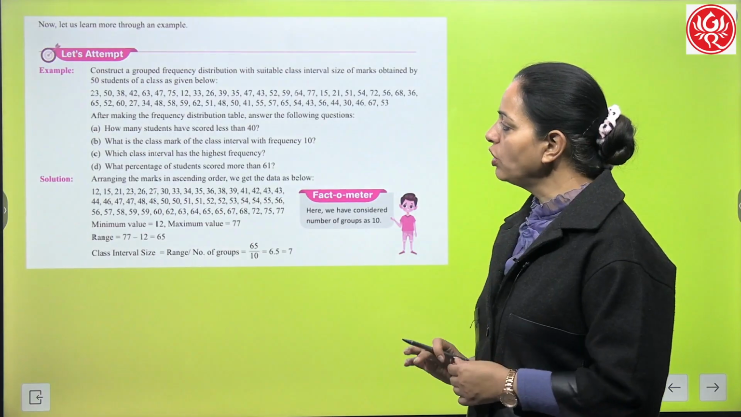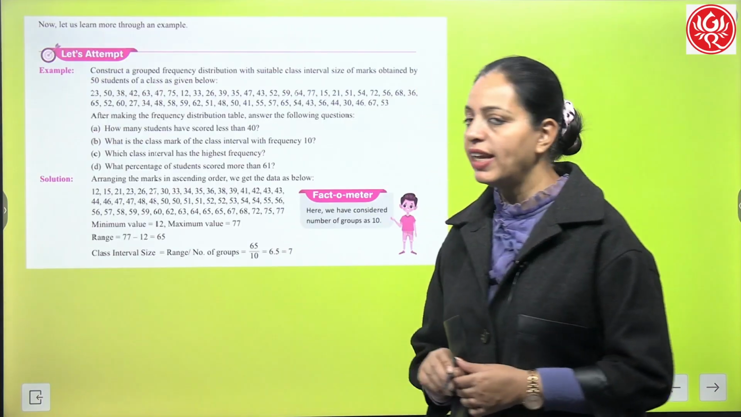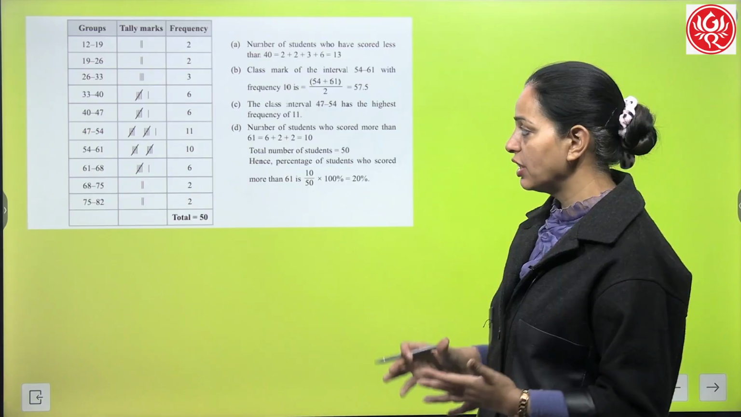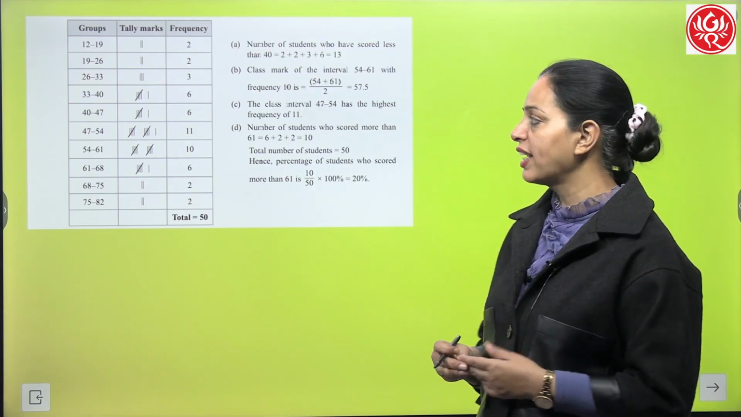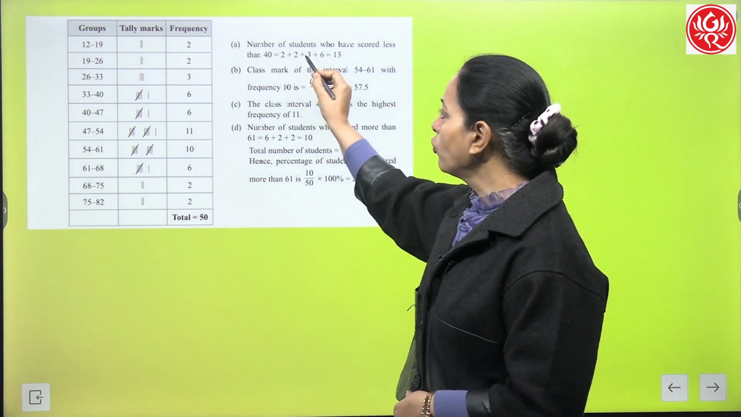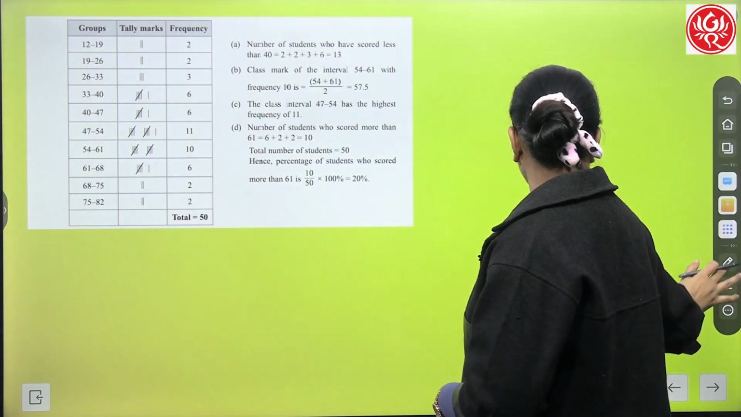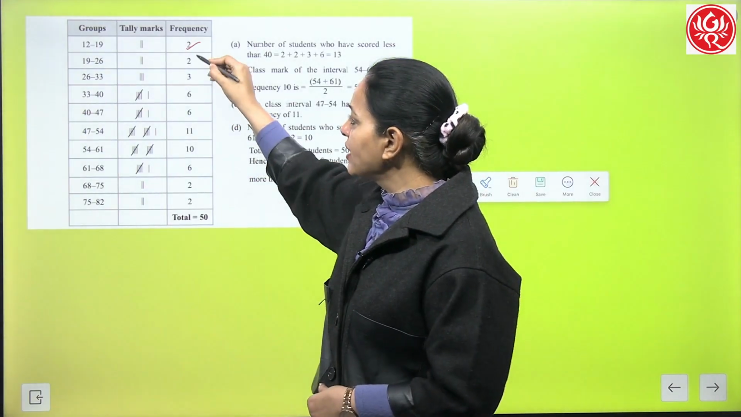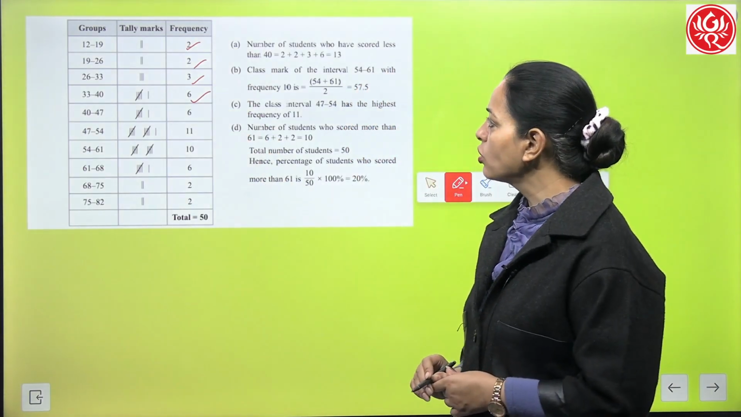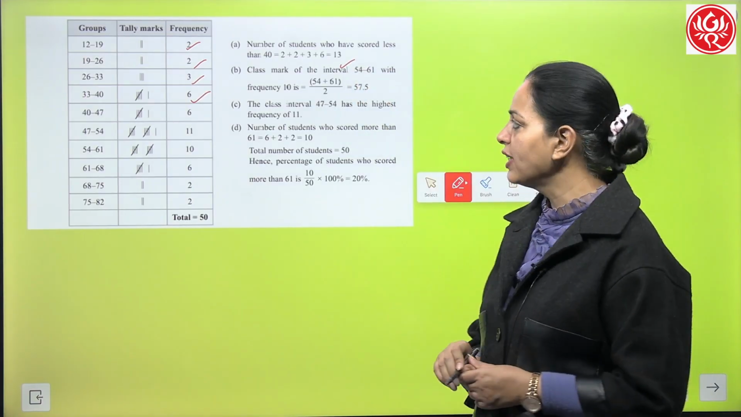Now give the answer of these questions. A part, how many students have scored less than 40? So 40 से कम marks जितने आए हैं, कितने students के आए हैं? So we can count what? So here number of students who have scored less than 40 means आप कौन से groups consider करेंगे? So this and this. Okay. So 2 plus 2 plus 3 plus 6 means 13 students, right?